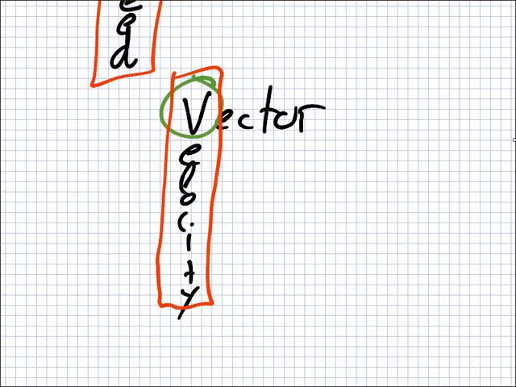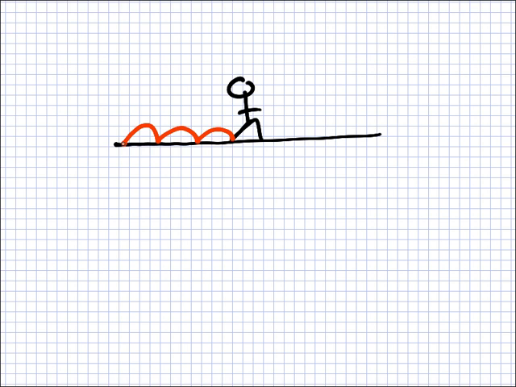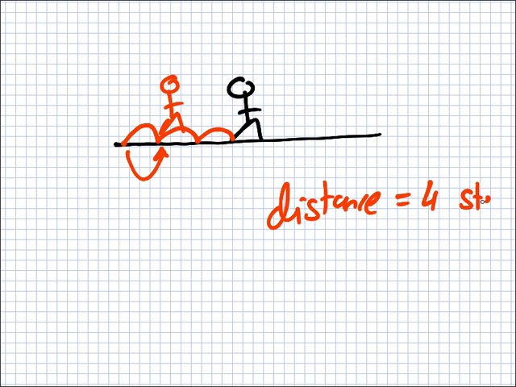Now, just to make sure we are really clear, he starts here, and let's say he takes 1, 2, 3 steps left and 1 step right, and he finishes here. What's the distance he travelled? 4 steps. Okay? But what's his displacement? Yeah, in fact, I would say minus 2 steps.